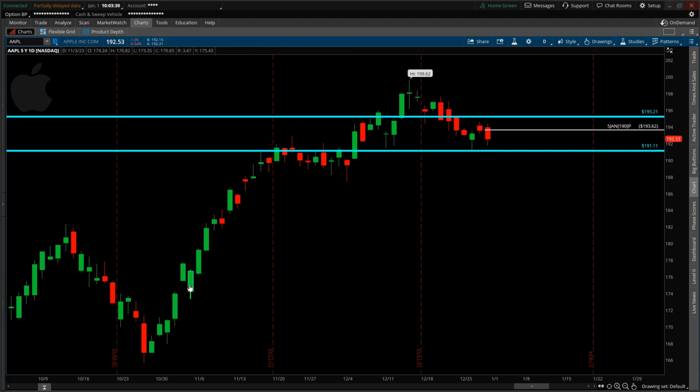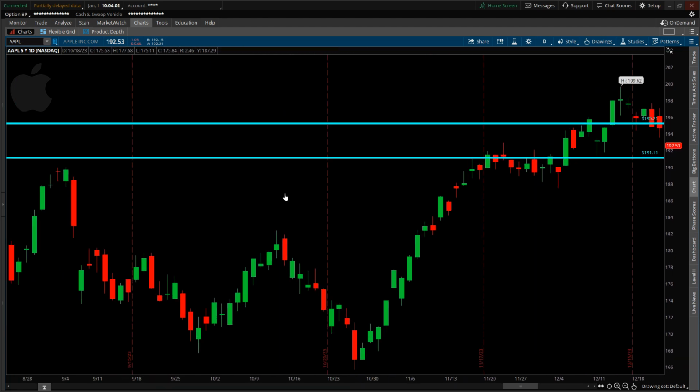As price was running up back in early November, there were multiple touch points where price was unable to break above $191. So we have multiple rejections. Then when price broke above that, price had a difficult time breaking above $195, so much so that when price finally broke above it, hitting a high of $199, price started rolling over and is now back in between these two support and resistance levels.